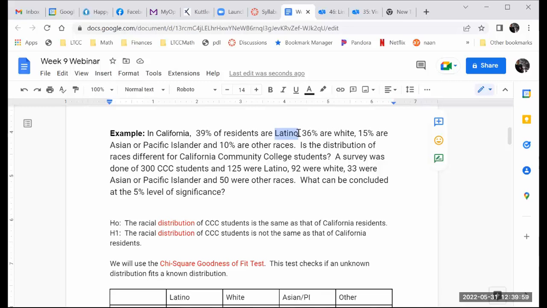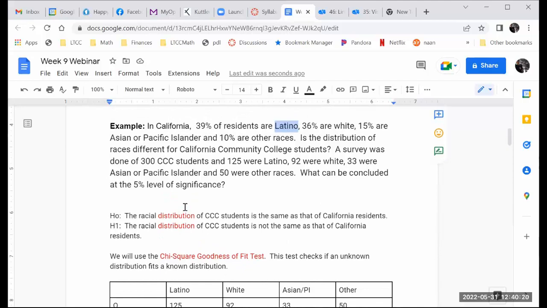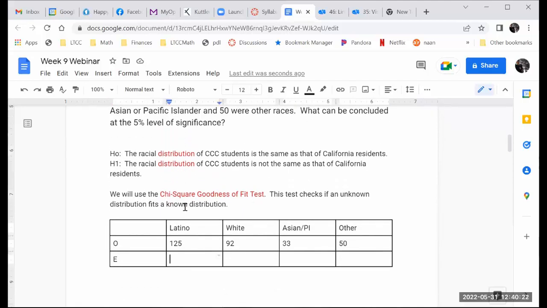Okay, so what we do is we take 39% of 300, which is 117, if I did that right. You don't have to do it in your head, you're always allowed to use a calculator. So 39% of 300 is 117. I'm going to put 117 in for the expected Latino count. Any questions on how I got that number 117?